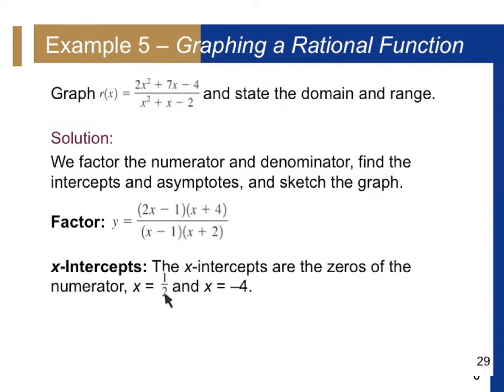Okay, so x equals 1/2 is one intercept. That's where that's 0. x equals minus 4 is the other one. That's where this is 0. Okay, so we're only looking for x-intercepts, zeros of the function, right? Where y is 0 is where the numerator is 0, not where the denominator is 0. Okay, so just these two.